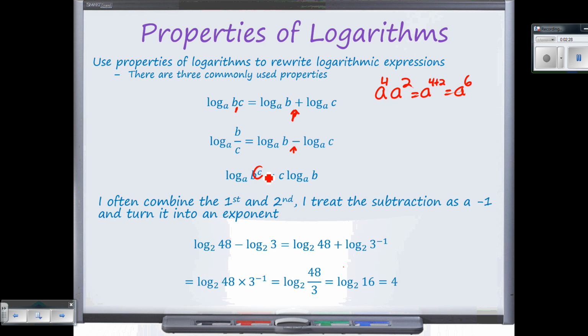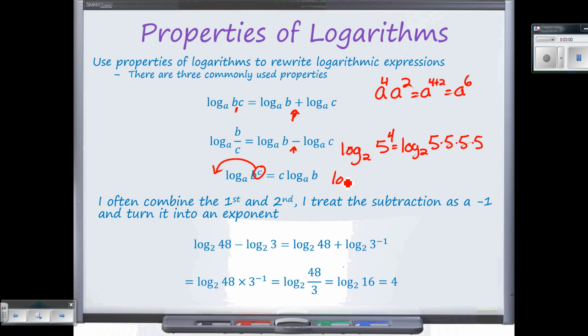Now this is another one, raised to the c power, I can bring the c down here in front. This is true also, and we'll look at why that is. If I have log base 2 of 5 to the 4, that's the same as saying log base 2 of 5 times 5 times 5 times 5, 4 fives.